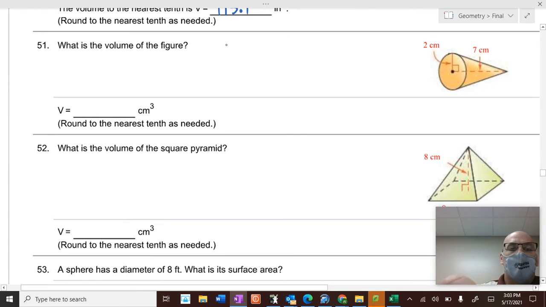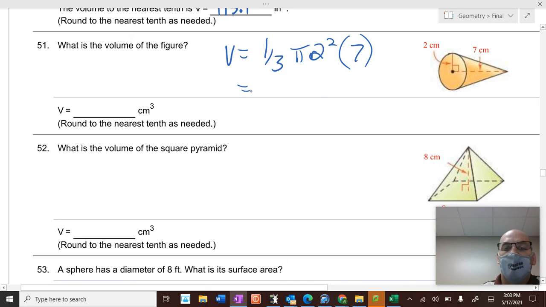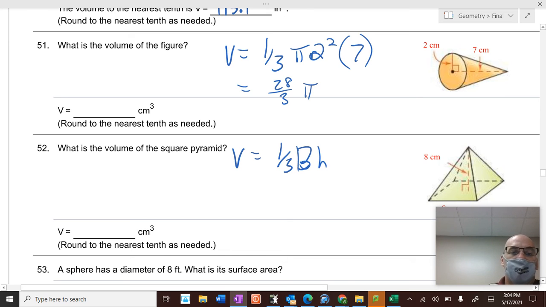Okay, this cone. Volume of a cone is 1/3 the area of the base, pi r squared, or pi 2 squared, times the height, which is 7. So 4 times 7, so it's 28 divided by 3 times pi. And that has to be a little bigger than 28. 28 times pi divided by 3. What do we get? 29.3. Sounds good to me.